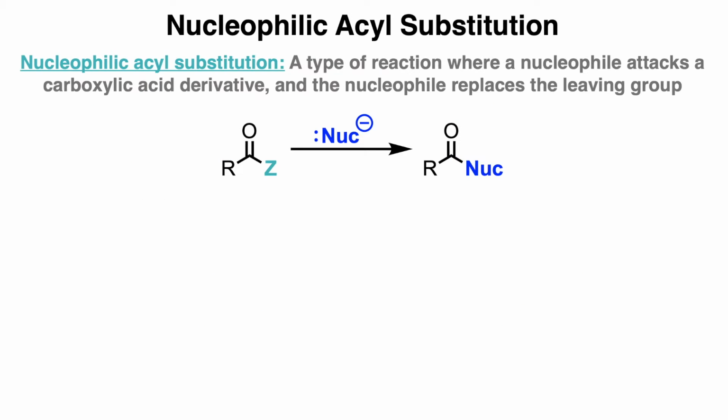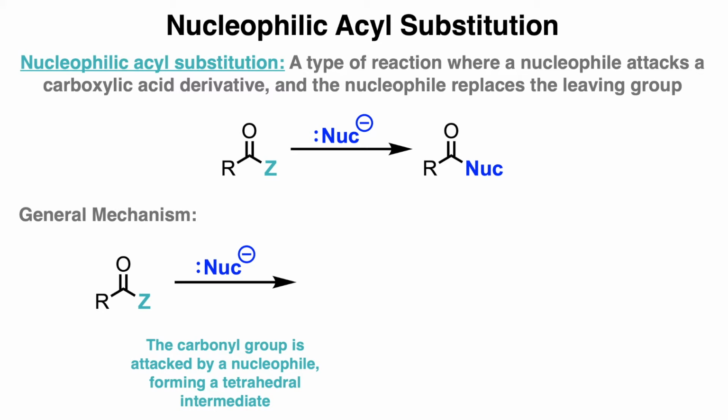So, because carboxylic acid derivatives contain a heteroatom that is a good leaving group, there is a whole class of reactions called nucleophilic acyl substitution, where a nucleophile attacks the carbon of a carboxylic acid derivative while the nucleophile replaces the leaving group. The general mechanism of nucleophilic acyl substitution consists of two main steps.